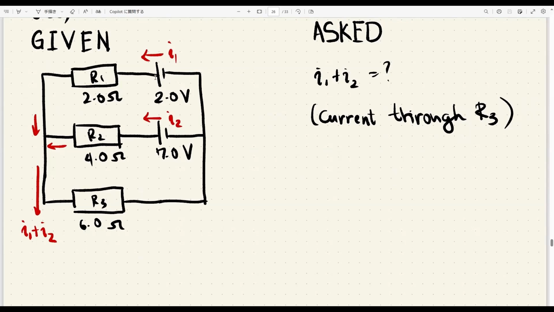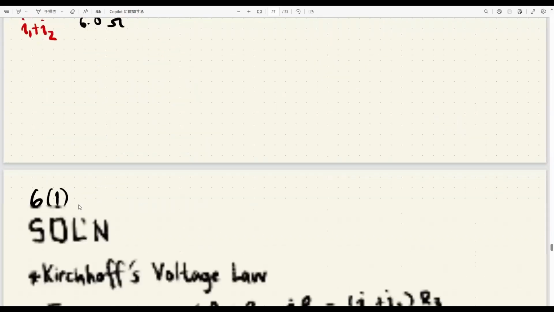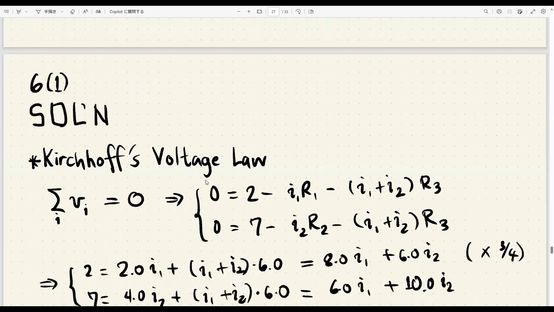So for the first loop, we have 2 volts here. So that's 2 volts minus whatever the voltage drop here is. The voltage drop is R1 times I1, right? From Ohm's law, that's resistance times the current. That's the voltage drop, so I1 times R1 minus, for this outer loop, the other resistor is this one. So minus I1 plus I2, that's the current, times R3. That's the voltage drop across this resistor. And so we get this first equation here.